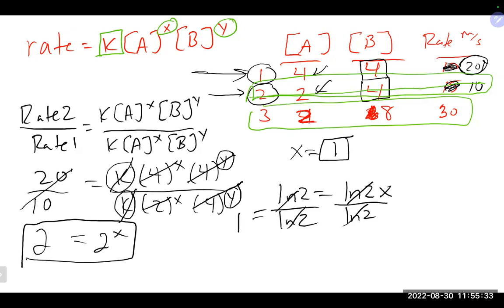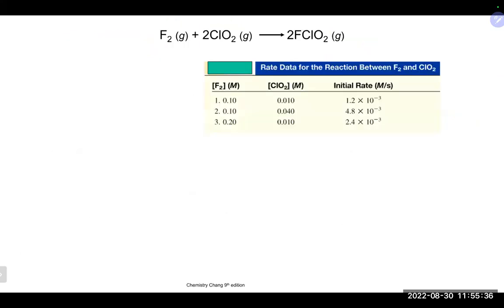So why don't we try one here together, again, looking at some real numbers instead of ones I made up. So we have this reaction here, which is F2 plus 2ClO2 goes to 2FClO2.